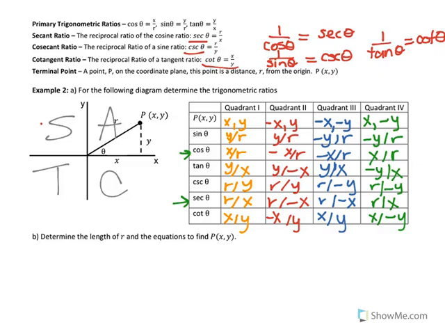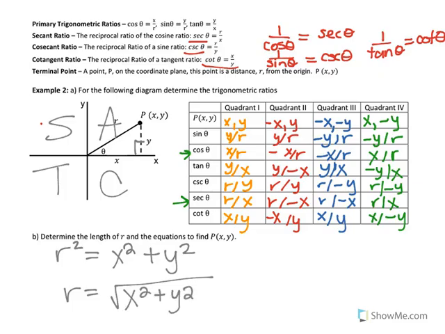Okay, determine the length of r using the point P of x and y. So this is a right triangle, so if I wanted to find the length of r, I would use the Pythagorean theorem. So I would use r squared equals x squared plus y squared. So r is equal to the square root of x squared plus y squared.